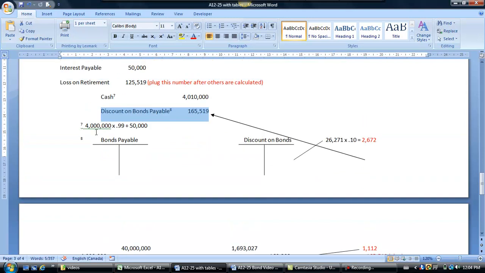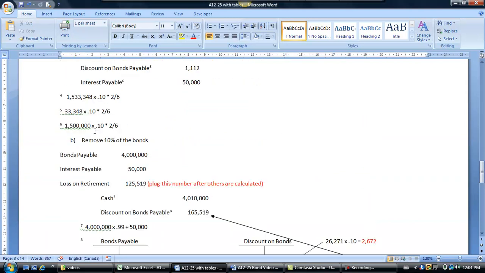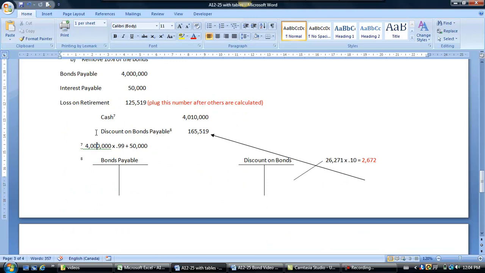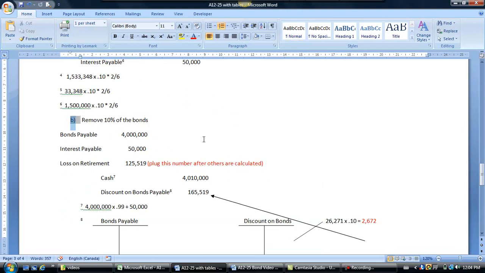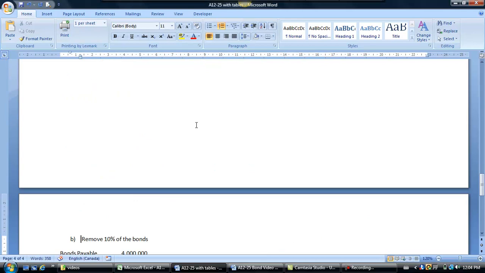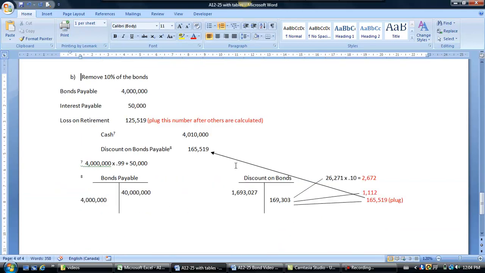Oh, what happened here? Let me see how I can edit this so we can see the whole thing. I think what I'm going to do is maybe I'll just move this down. Your handout should be okay. Yeah, I'll move this down like this. So we have the T accounts where the calculations are.